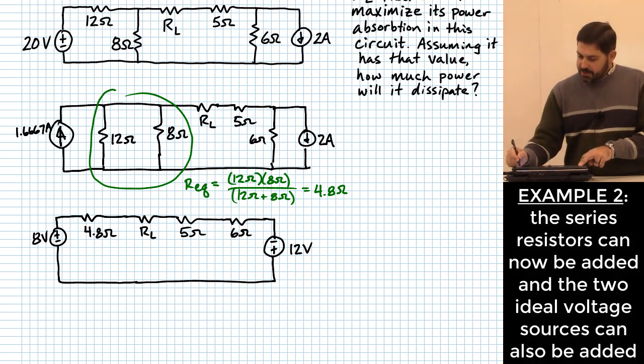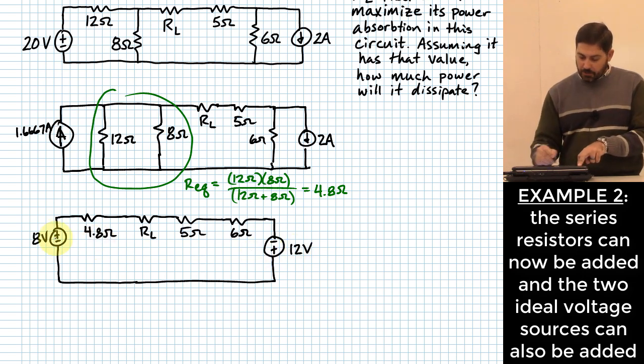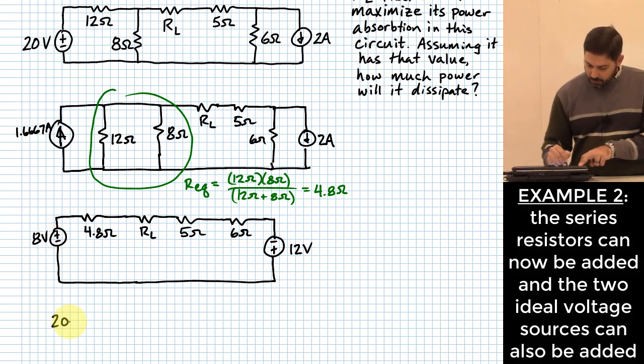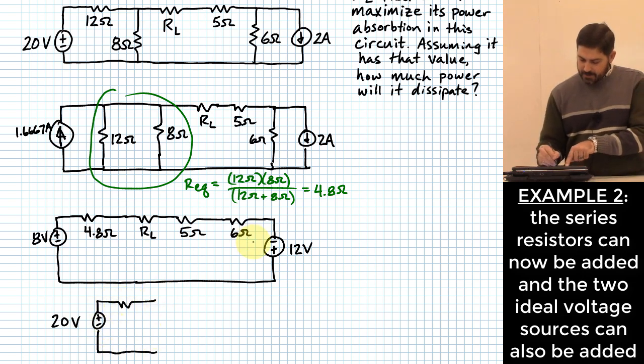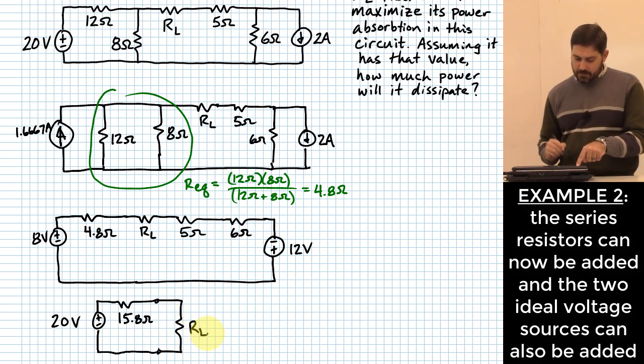Okay. I've got a bunch of things now. Technically, the 5 ohm, the 6 ohm, and the 4.8 ohm are all in series with one another, as are these two voltage sources. So that means I can convert all of this to 20 volts, because that's 12 volts plus 8 volts, going through what? Yeah, 11 here plus 4.8, 15.8 ohms. And then this is going to go through our load resistance.